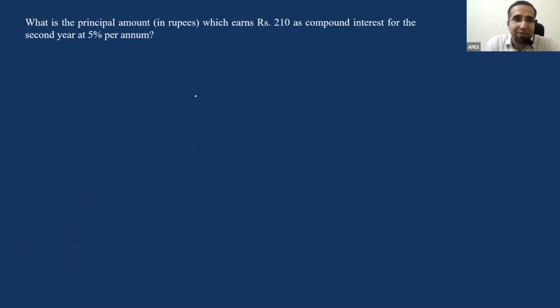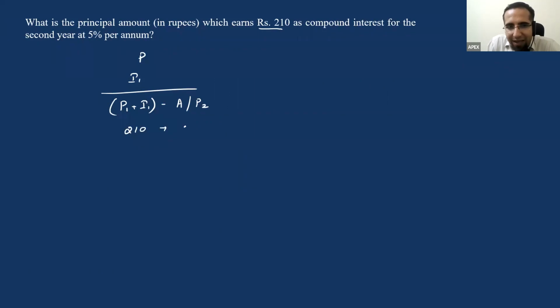So let's look at this question. Now this question says, what is the principal amount which earns 210 rupees as compound interest for the second year? Now understand, in compound interest, what happens? Principal, interest for the first year. Now principal plus interest becomes the amount for the first year, which also becomes principal for the second year. Now this is equal to 210. So we calculate 5% of this value.